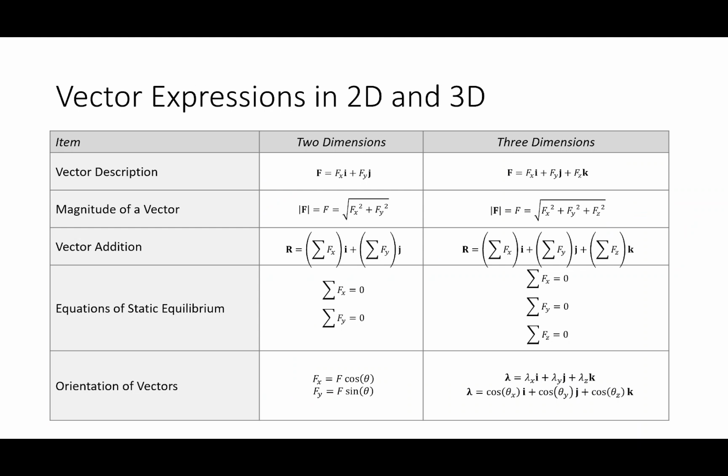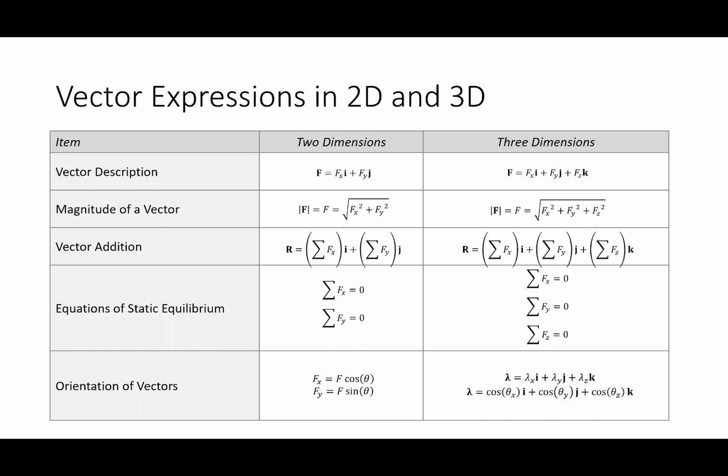I really do like this table because I think that everybody would agree this one slide contains like everything. I mean, it's basically all there. That in 2 dimensions, this is how we describe a vector. This is how we describe it in 3 dimensions. This is how we compute the magnitude of a vector, just Pythagorean theorem. Here it is in 3D, just throw in another term. How do we compute the resultant, or how do we add vectors? Just sum up the x and y components, or the x and y and z components. Here are the equations of static equilibrium. And then here's orientation of vectors.